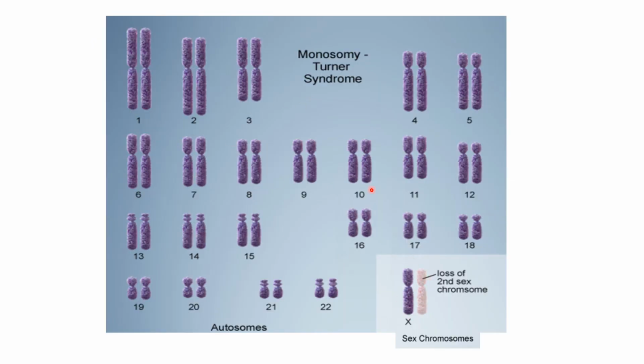All chromosomes are normal, but in the sex chromosome, that is also called the allosome, only a single X chromosome is present. The second X chromosome is lost. There is no second chromosome. Loss of the second sex chromosome leads to the X0 condition, and this X0 condition is called monosomy or Turner syndrome.